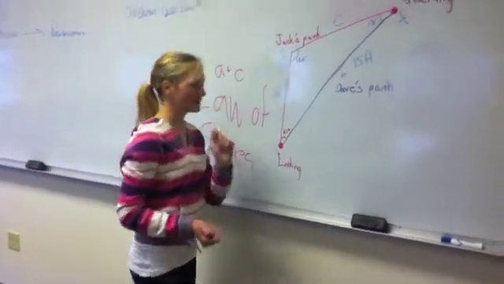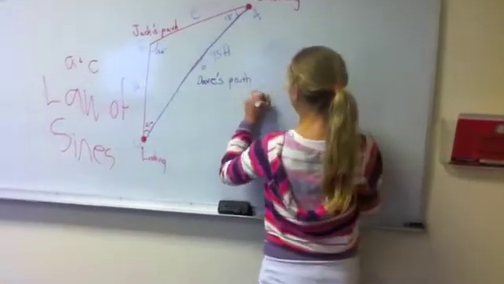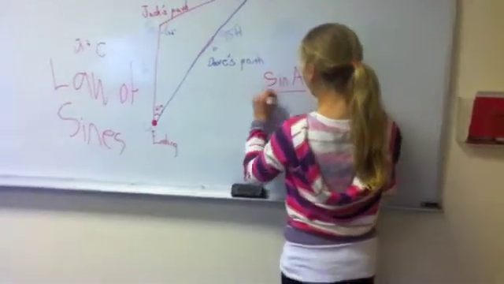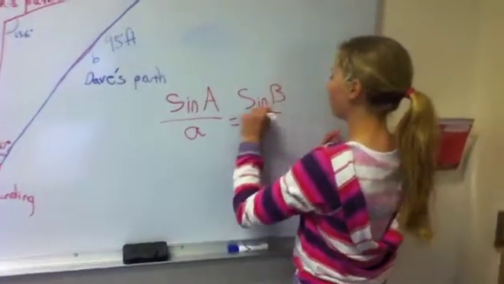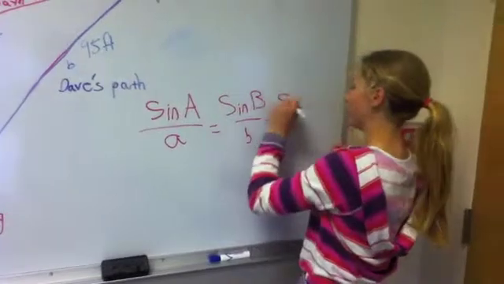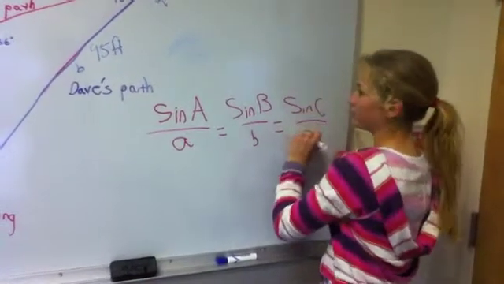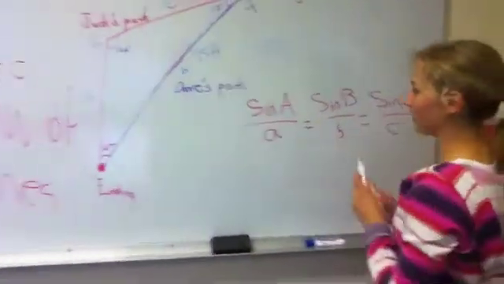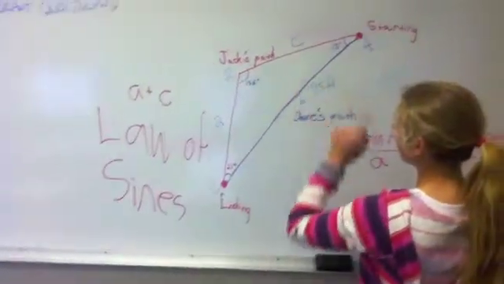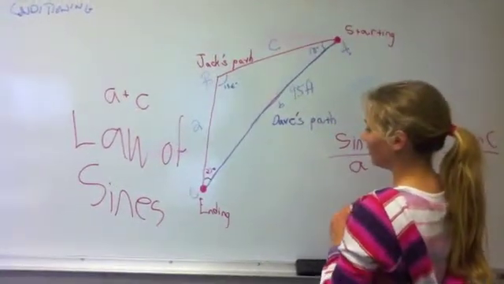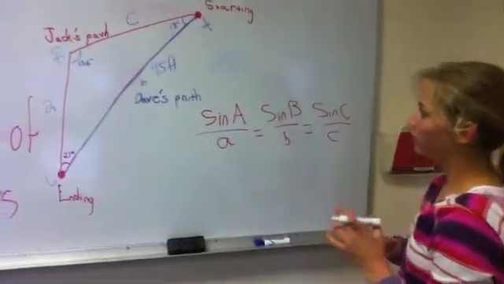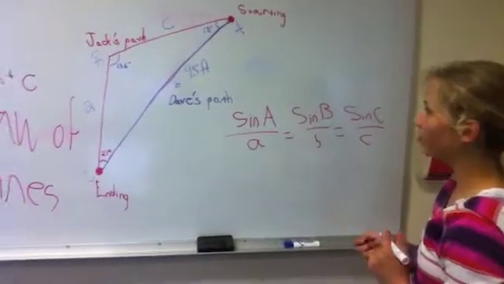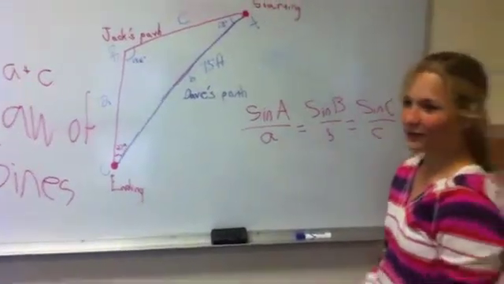Okay, so the equation for the law of sines is sine A over A equals sine B over B equals sine C over C. And so as seen here, this is angle C, and the side opposite of the angle is the little c. So what we're going to do is plug these numbers into the equation. So do you want to come up on the board and write the equation?